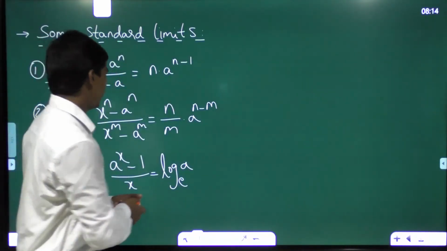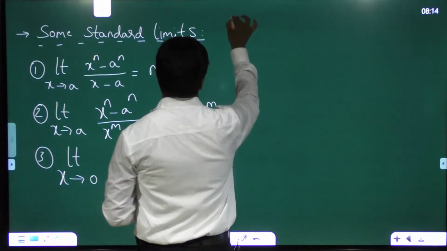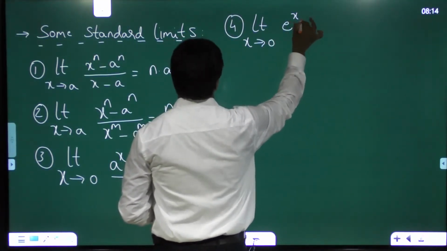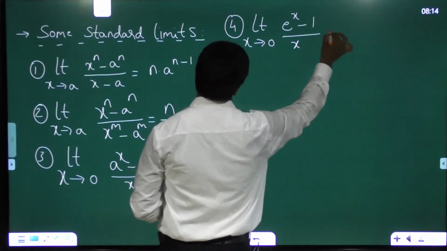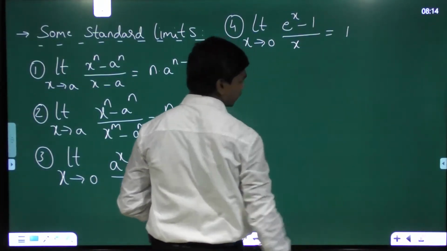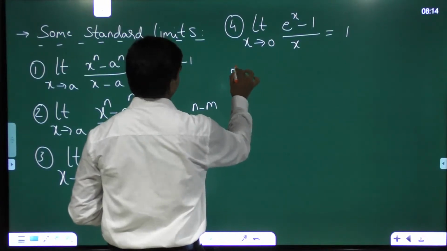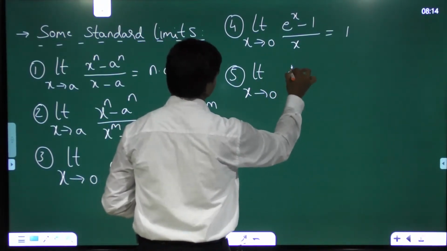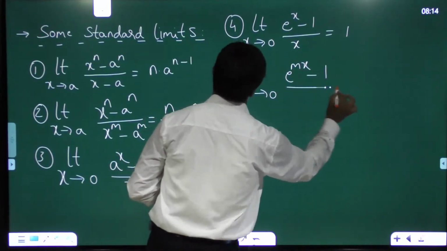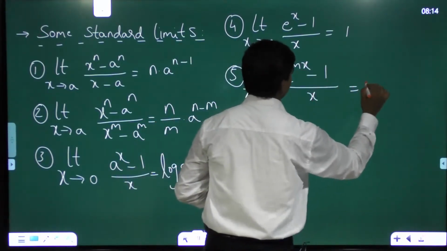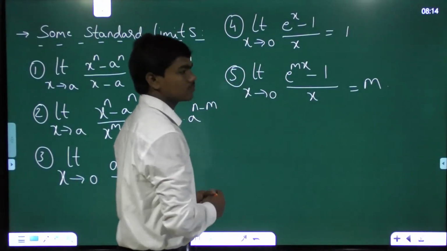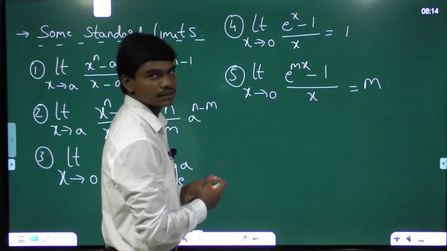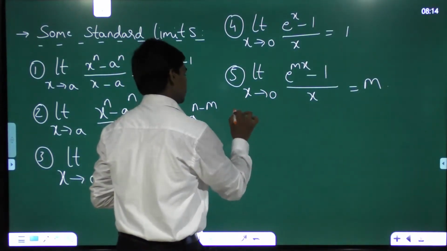Okay. Next, 4. Limit x tends to 0, e power x minus 1 divided by x. What could be the answer? 1. Next, 5. Limit x tends to 0, e power mx minus 1 divided by x. This is m. And of course, if you put the m value as 1, you will get the above limit, which I stated here.